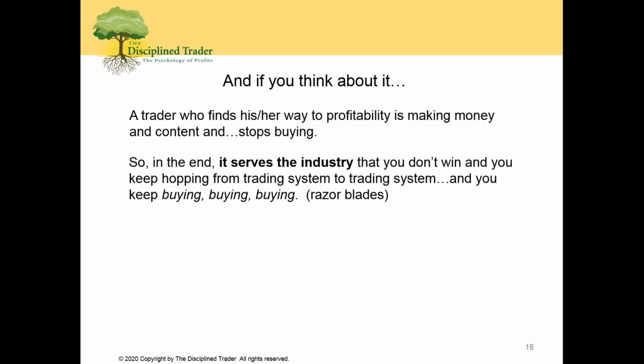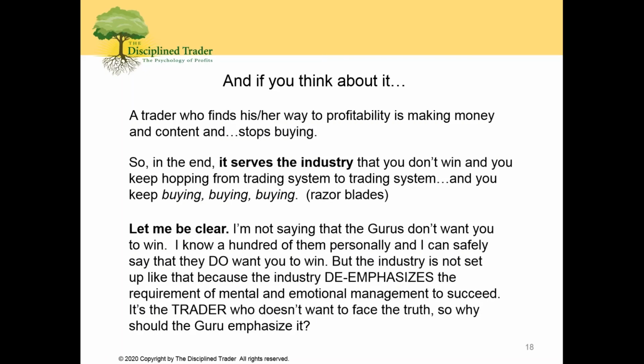And you keep hopping from trading system to trading system, and you keep buying. It's like replacement razor blades. I always hate when I pay $30 for 16 razor blades. Let me be clear. I'm not saying that gurus don't want you to win. I know hundreds of them, and I know them personally, and I can safely say they honestly do want you to win. But the industry is not set up like that because the industry de-emphasizes the requirement of mental and emotional management to succeed. It's the trader, it's you who doesn't want to face the truth. So why should the gurus emphasize it?